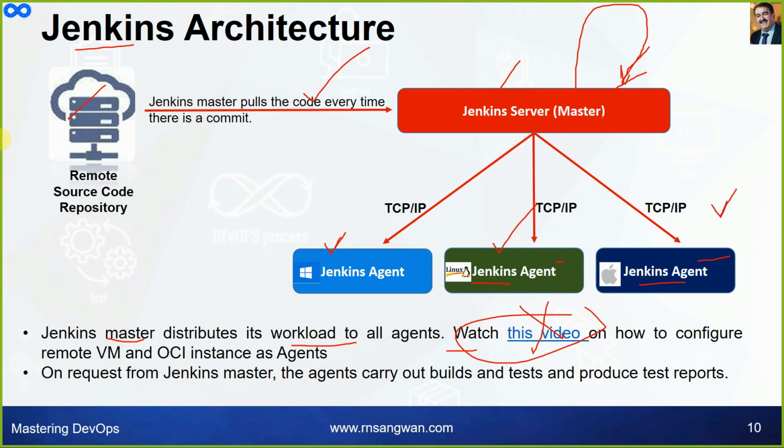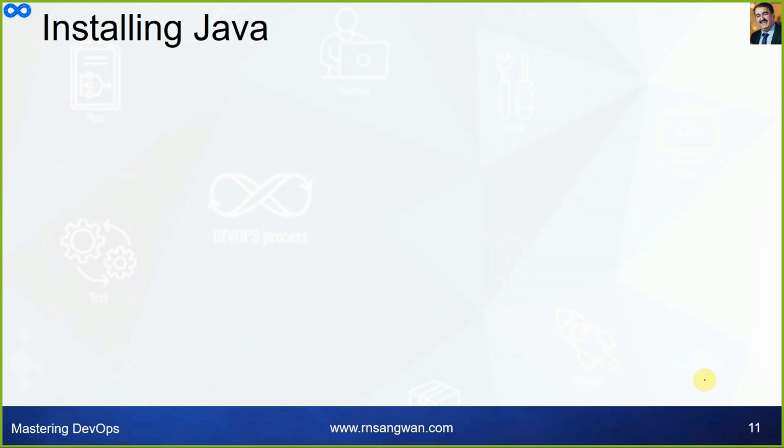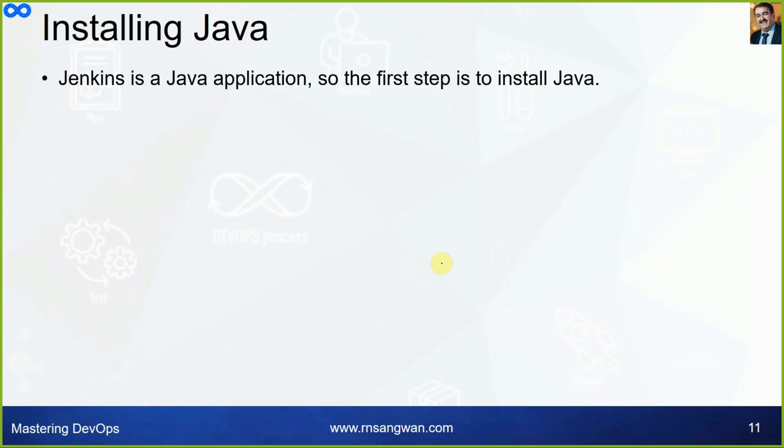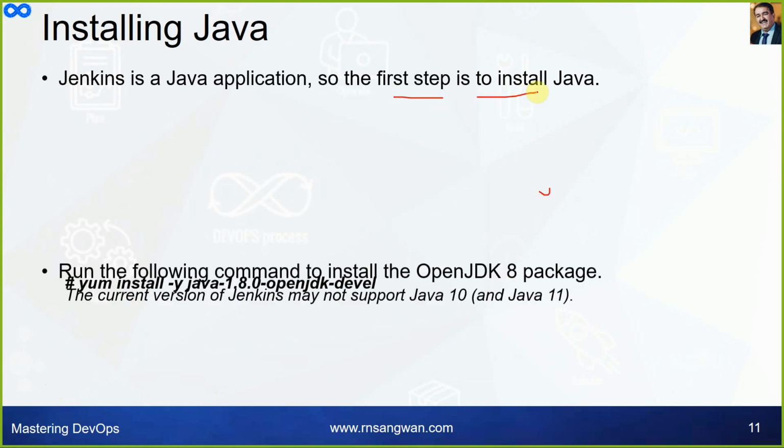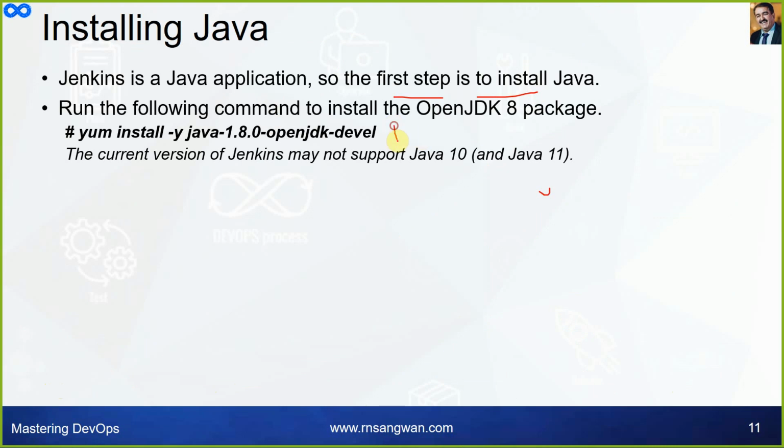How to configure a remote VM and an OCI instance as an agent. On request from the Jenkins master, agents carry out builds and tests and produce the test reports. Installing Java: Jenkins is a Java application, so the first step is to install Java. This is the simple command I run to install Java version 8. Point to be noted, the current version of Jenkins may not support Java 10 or Java 11, whatever the latest version of Java is. Java 8 is still popular.